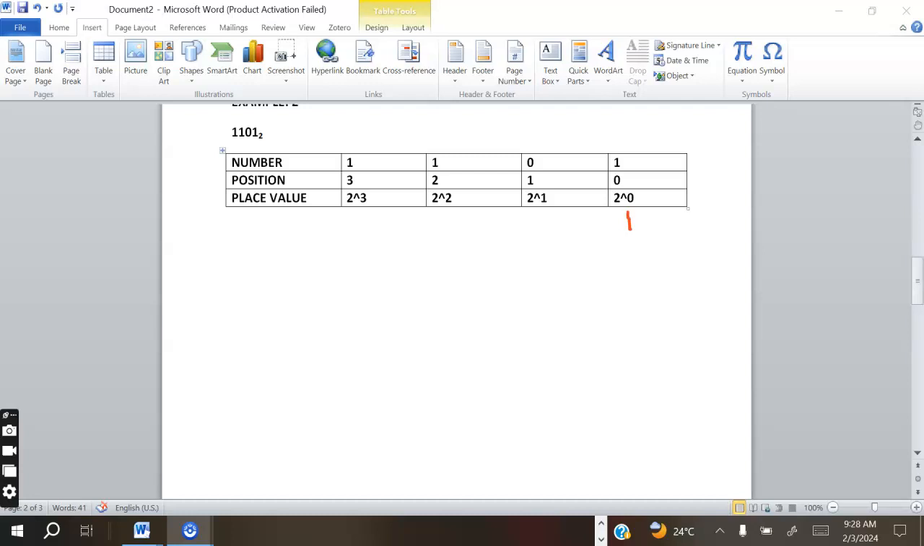2 raised to power 1 is supposed to give us 2. This one raised to power 2 is supposed to give us 4, while this one raised to power 3 is supposed to give us 8. I hope up to that point we had together.